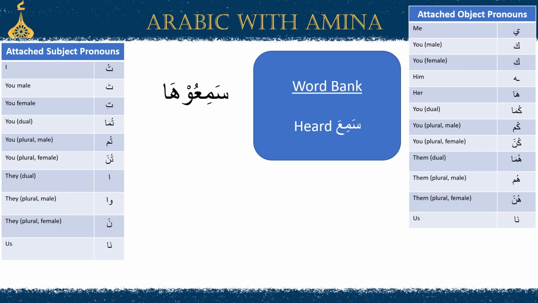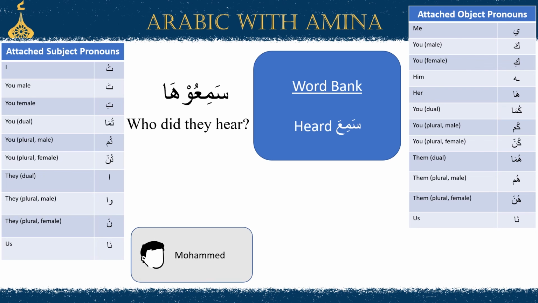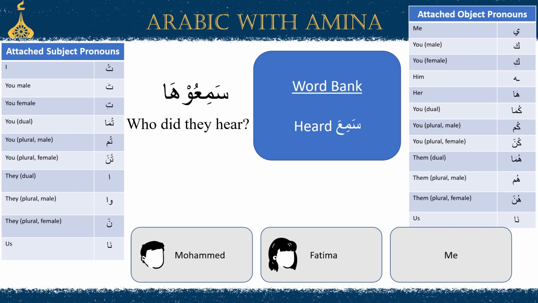Now we're going to take the same word, but we're going to change the question. The question now is, who did they hear? Did they hear Muhammad, or Fatima, or me? Well, since we are referring to the object now, we know that the second pronoun is always the object, which would be the ha alif here. And if we go to our object pronouns table, we can see that ha alif means her. So who did they hear? They heard her. And since we are referring to a girl, that would be Fatima.